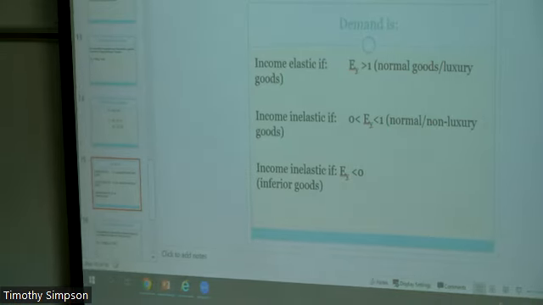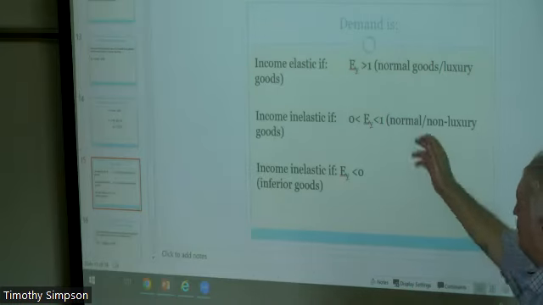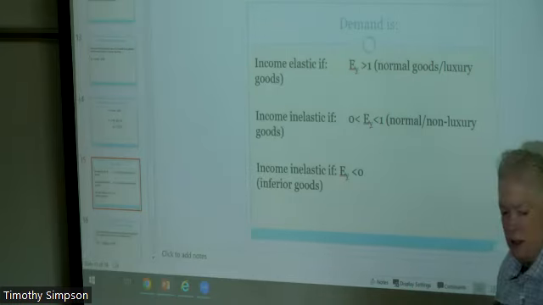We still say it's income inelastic, but we're primarily talking about that. It's not a lot of goods really that fall into this category, but they are normal goods and they are mostly non-luxury items. Okay, and it's a very close call between goods that are normal and goods which are inferior. Okay. All right.